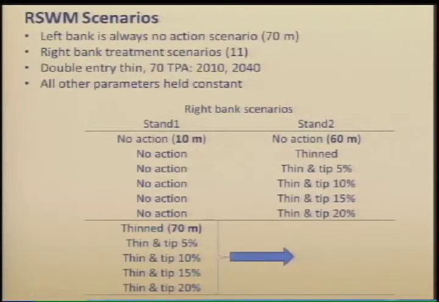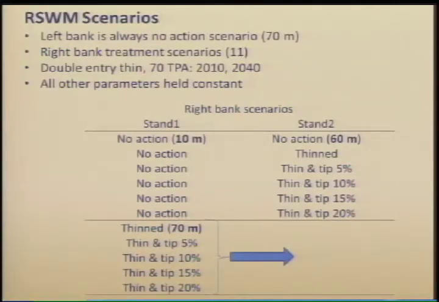Let's just set you up here for a minute. The left bank, we always use the no action scenario. There was basically nothing going on. I think it was a Douglas fir stand. The right bank, we've got these different treatment scenarios. There's about 11 of them.